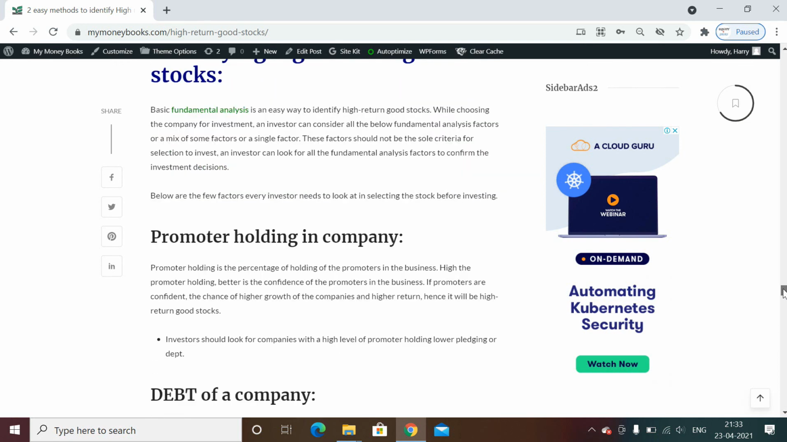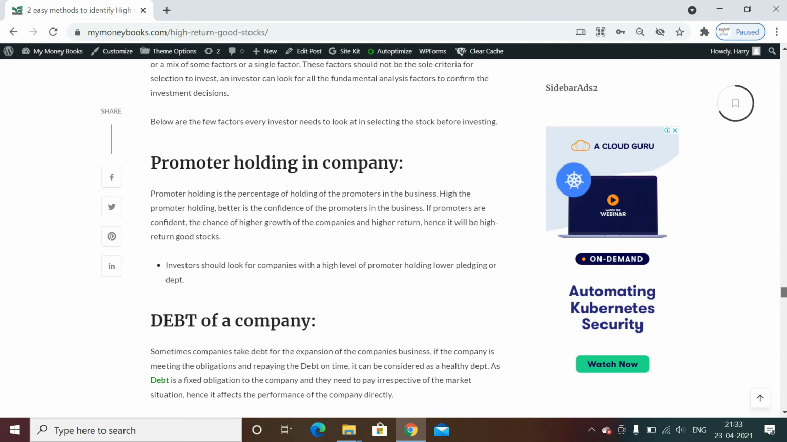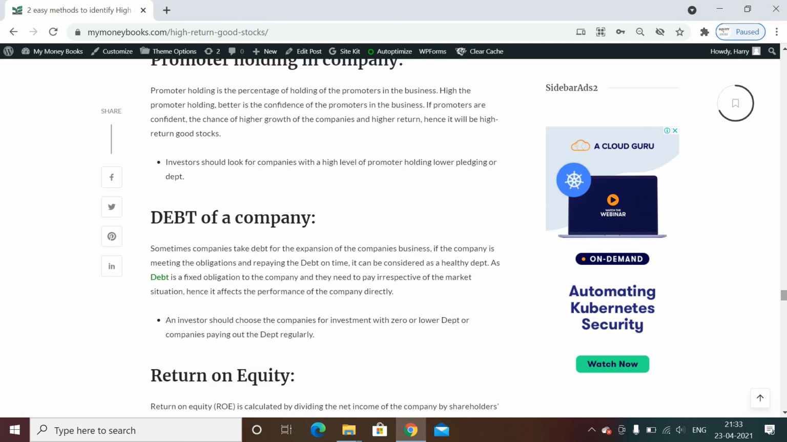Second method is basic fundamental analysis. First basic thing we can check is the promoter holding. If the promoter holding is increasing, that means promoters are confident in that company. That means we can easily invest in this company because the chance of company growth is also more.